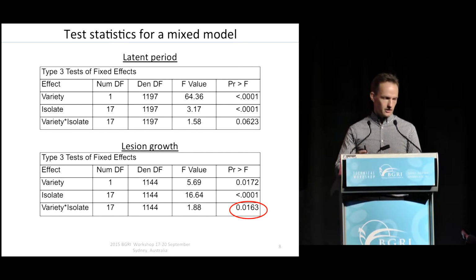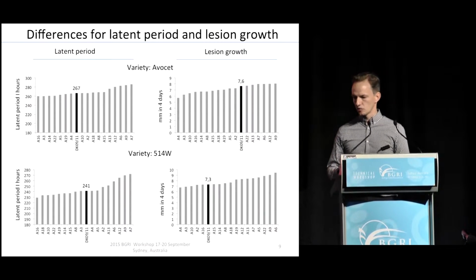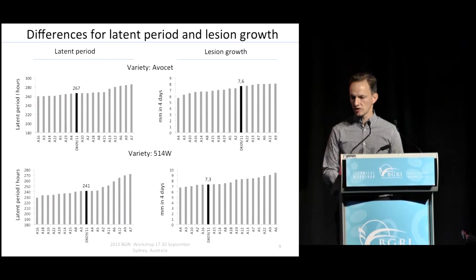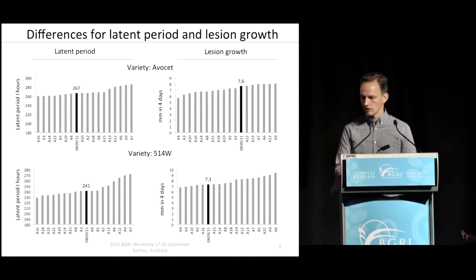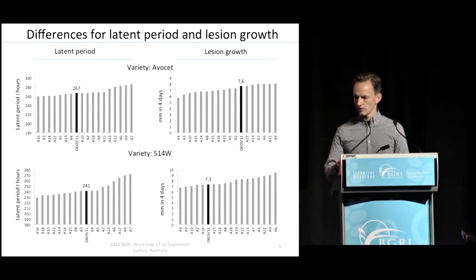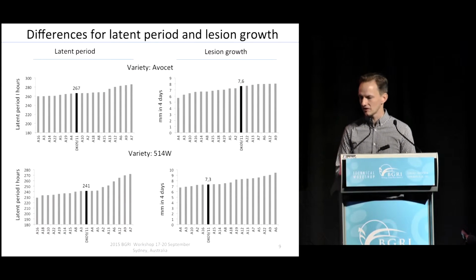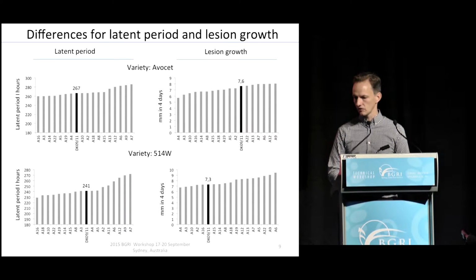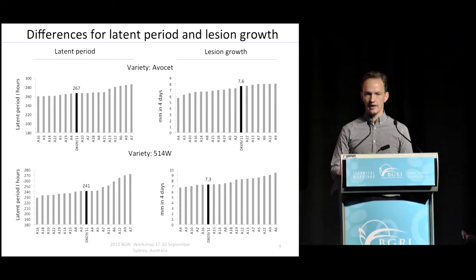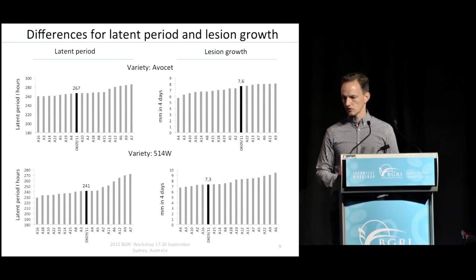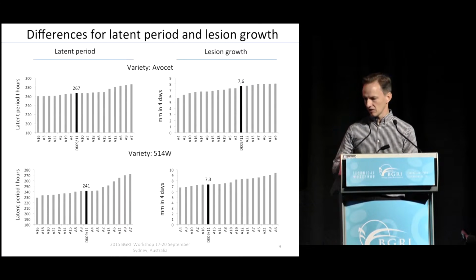So I split the analysis based on variety. And here you have distributions of the LS means that were generated from the mixed model. To the left, you have the distribution of latent period, and to the right, you have distributions for lesion growth, split on 2 different hosts, AVOZS and 514W. On the x-axis, you have all the isolates, and on the y-axis, you have the values for latent period and lesion growth. The black bar somewhere in the middle of the distribution represents the parent isolate.